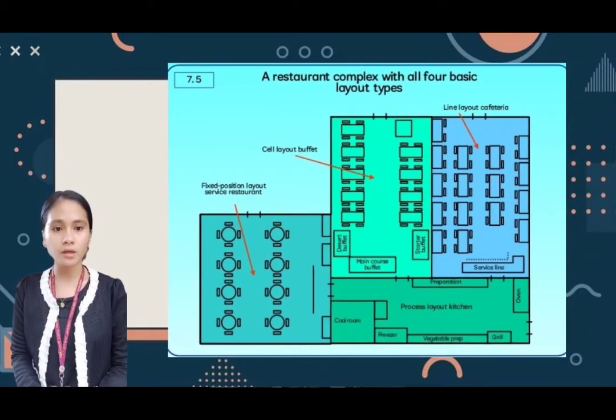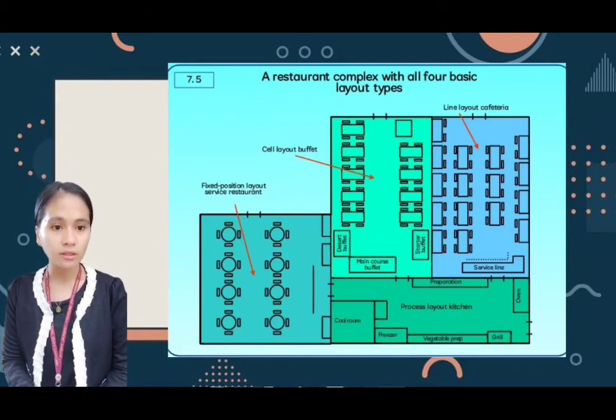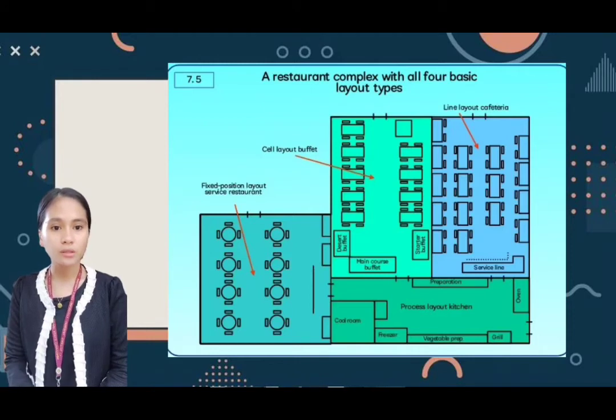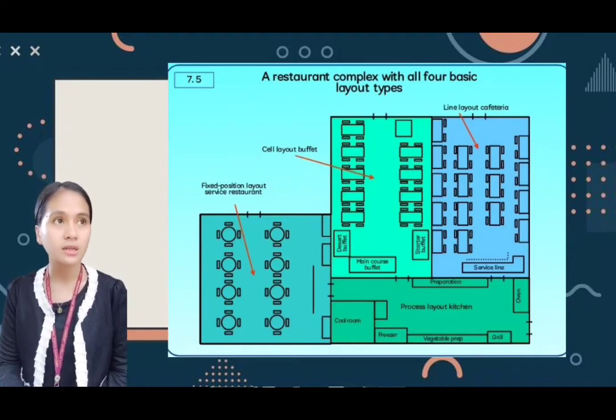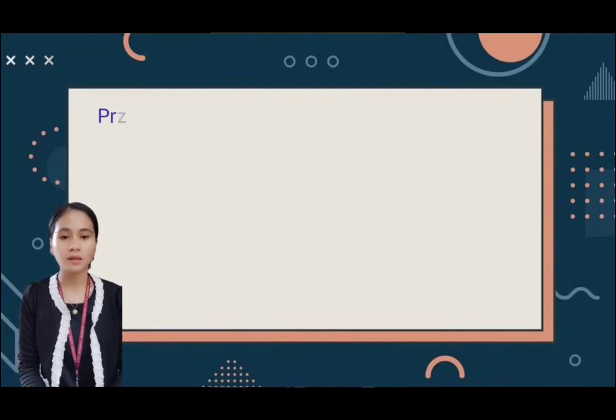A restaurant complex with all 4 basic layout types. As we can see in the chart, there is the red line or the red arrow there as the line layout cafeteria, and the other one is cell layout buffet, and the other one is fixed position layout service restaurant.